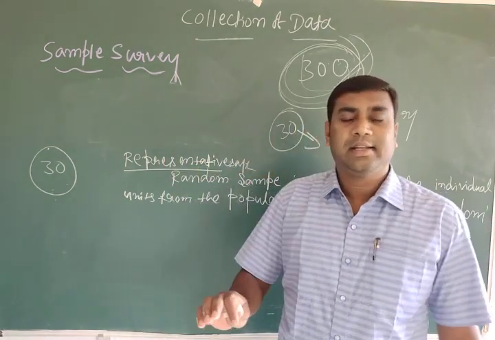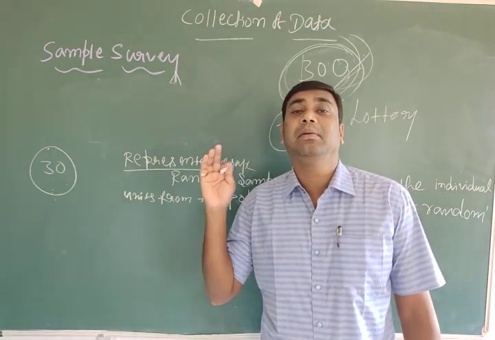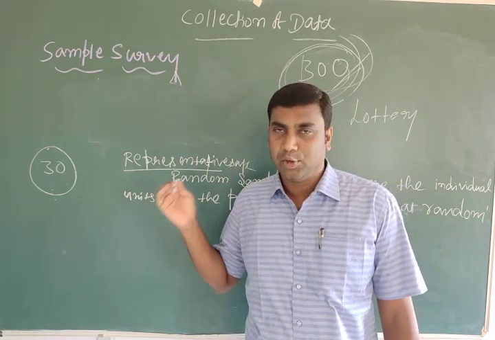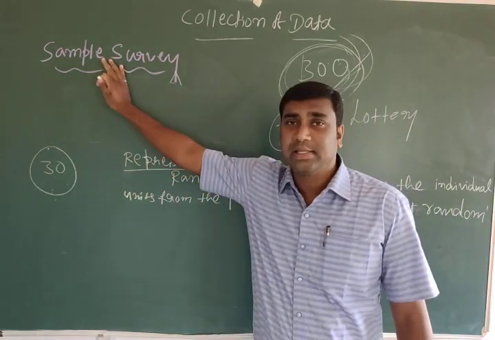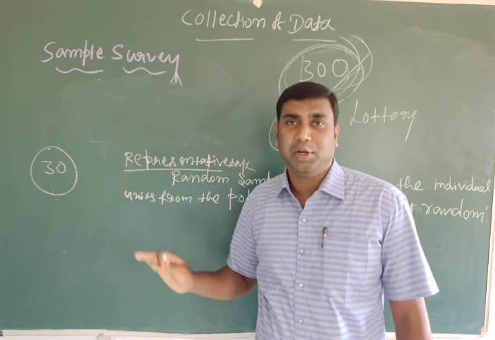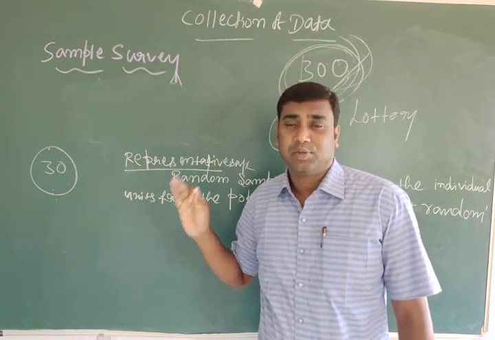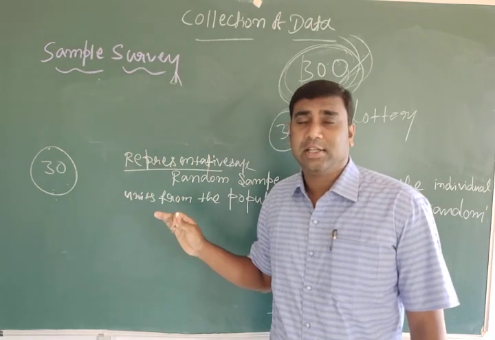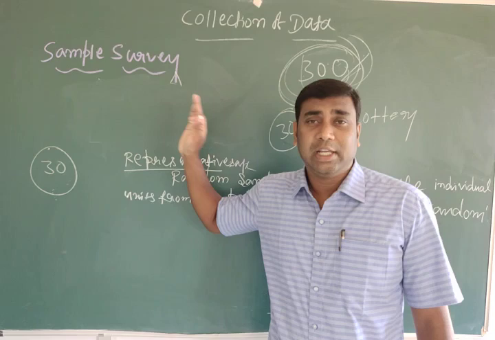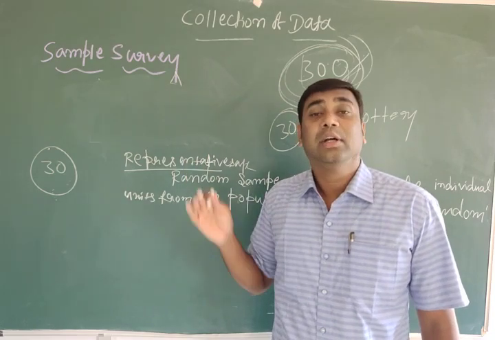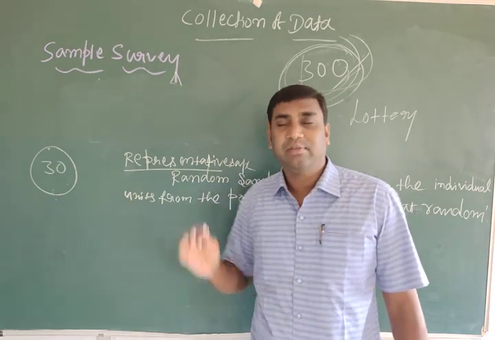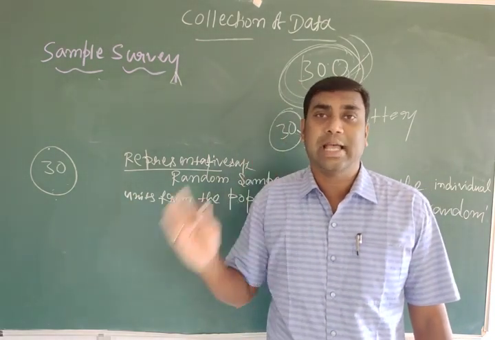Okay, next is the random number table. We'll explain the random number table next class. Don't forget, we are discussing sample survey. A sample survey is a group or section of the population from which information has to be obtained. With the help of a sample survey, we can calculate the population using two methods. One is random sampling and one is non-random sampling. First, we have to study random sampling.